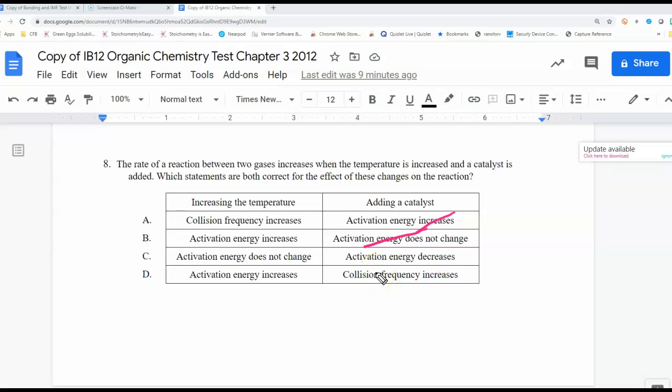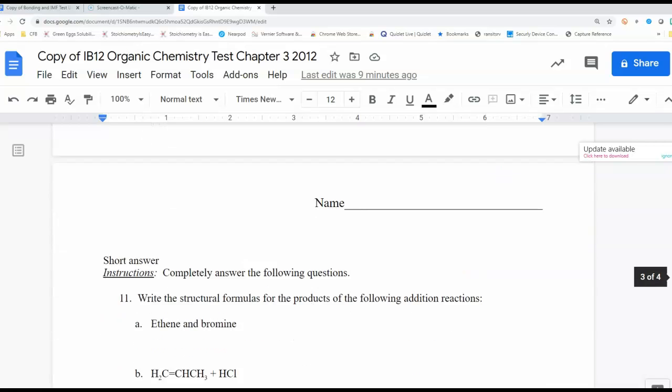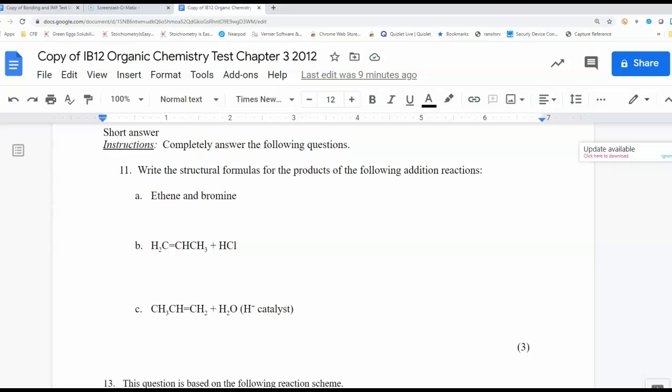So that leaves us these two. Increasing the temperature does not change the activation energy. So saying that the activation energy does not change is the correct thing. So C was our correct answer here. Okay. And then completely answer the following questions.